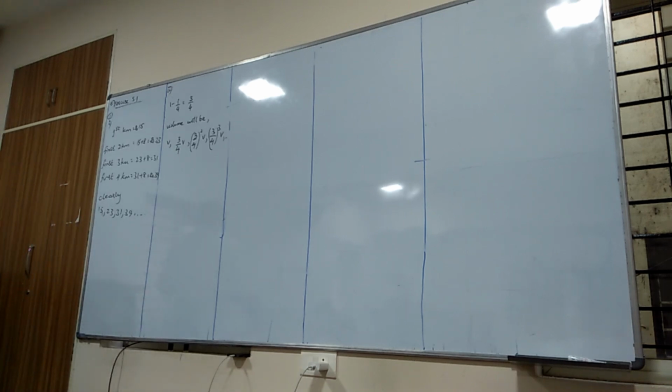Since the adjacent terms of this sequence do not have constant difference between them, this is not an AP. Okay? Doubt? Anyone?